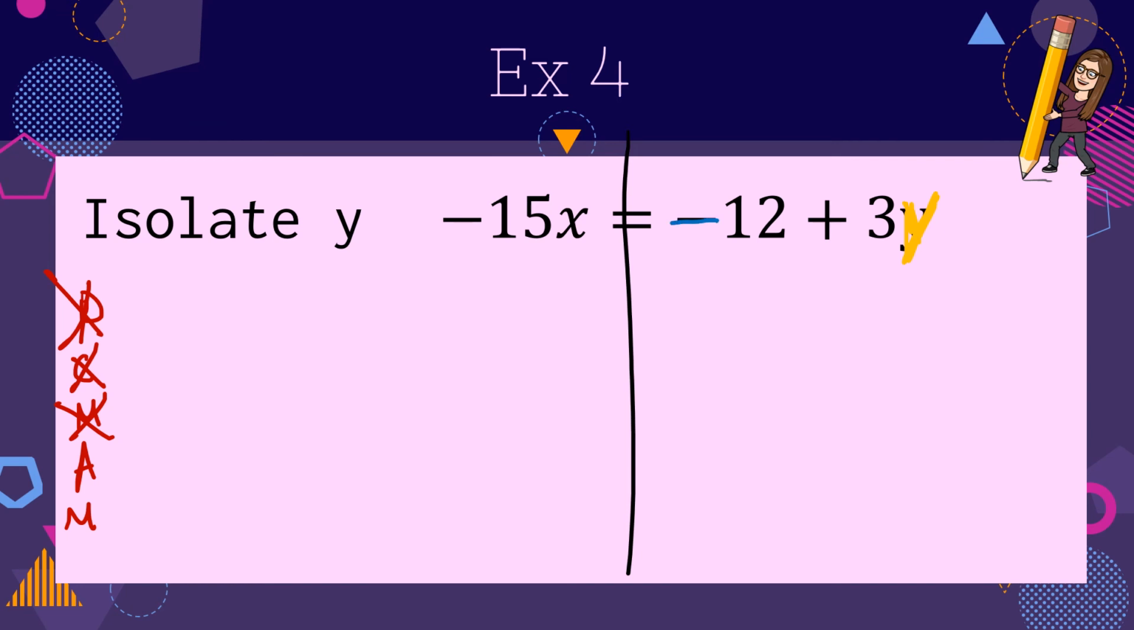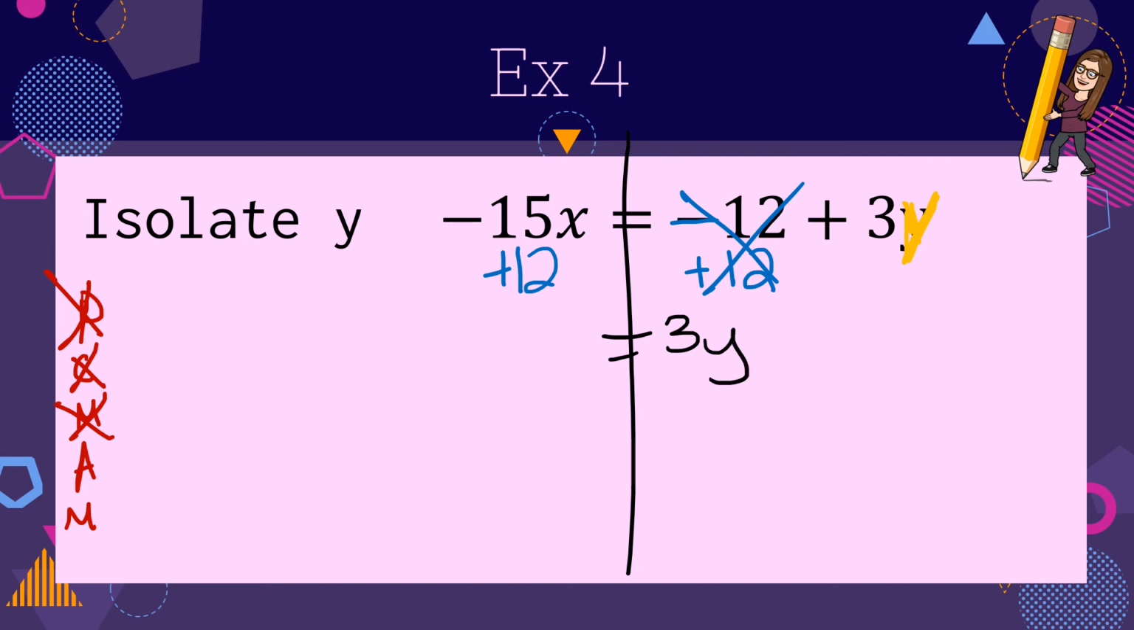This says subtract or negative 12. The opposite of negative is positive. So I'm kicking that over to the other side. Think of it as the y wants to be a loner. So everything needs to get away from that y. So on the right side, 3y falls down.